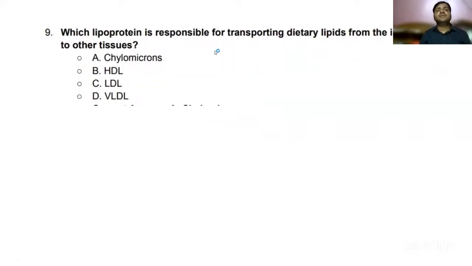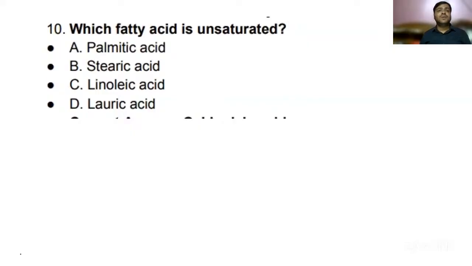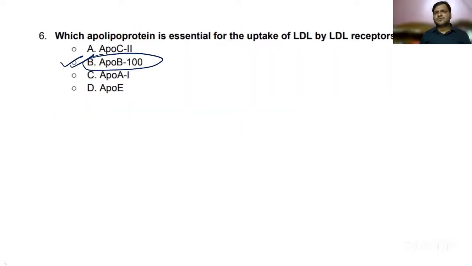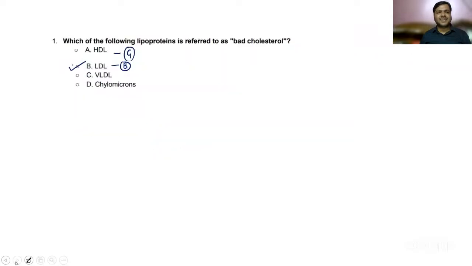Which lipoprotein is responsible for transporting dietary lipids from the intestine to the other tissues? I think you already know, it is the very first one we discussed, Vikas. Yes, very good. It is the chylomicron. See, it's very easy, right? Which fatty acid is unsaturated? You already know, it is linoleic acid. So these are all the 10 questions that we have discussed very briefly, right?